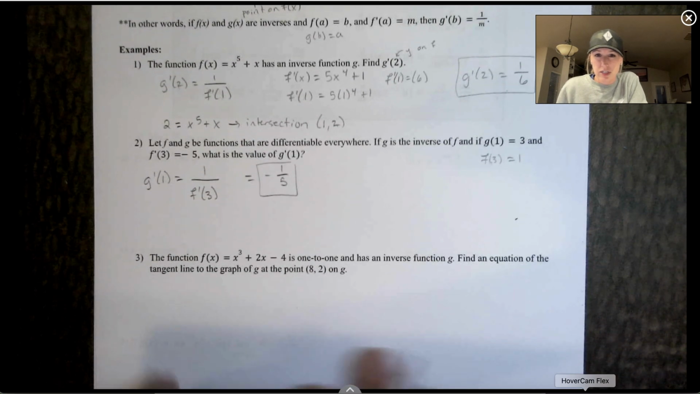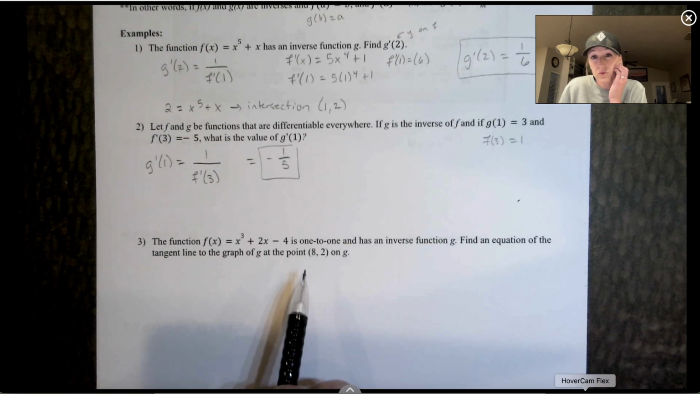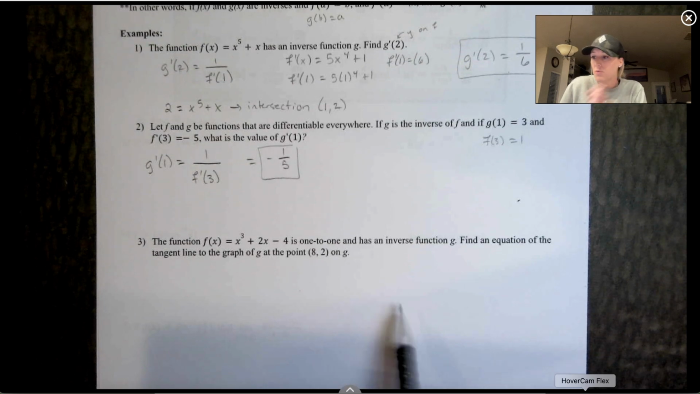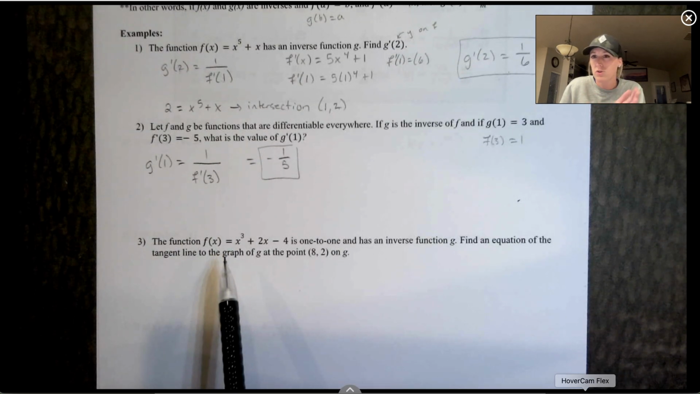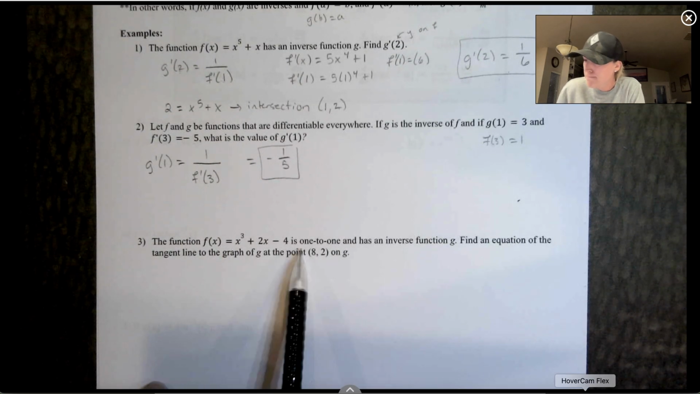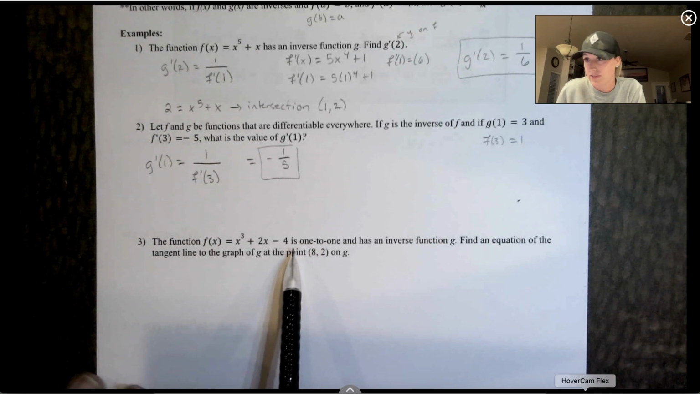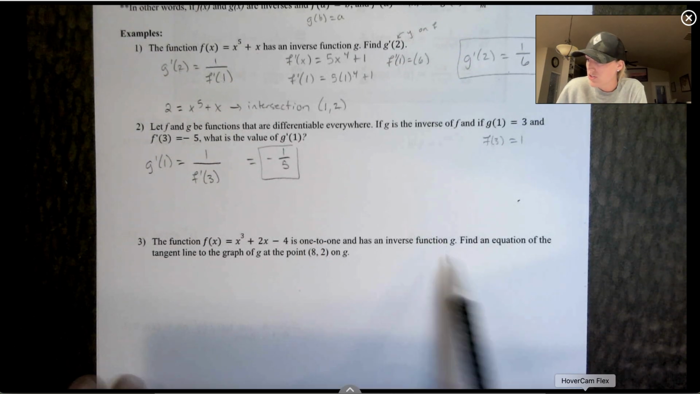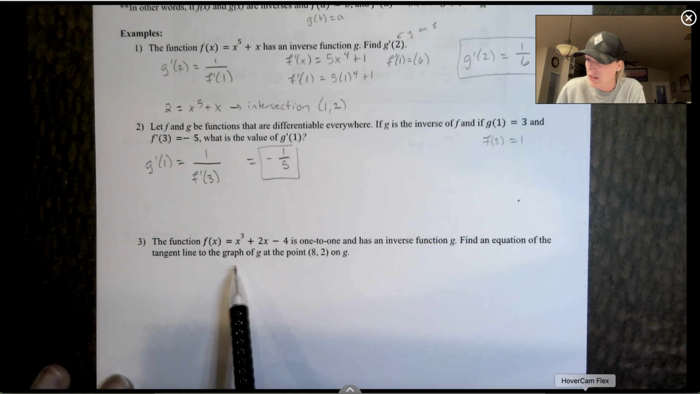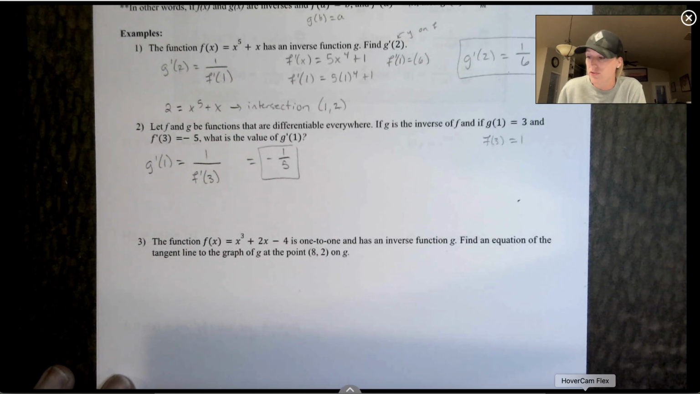Okay, the function f is 1-to-1 and has an inverse function. Remember, 1-to-1 just means it passes the horizontal and the vertical line test. And then its inverse will be defined everywhere, and so its inverse is g. Find an equation of the tangent line to the graph of g at the point (8, 2).